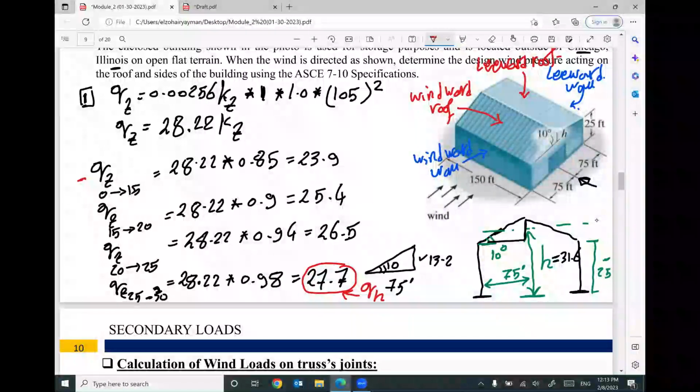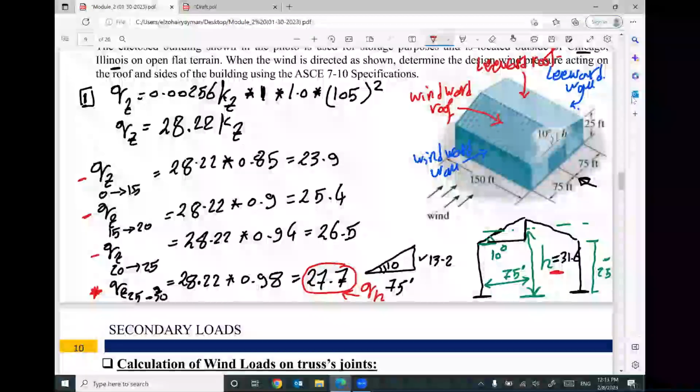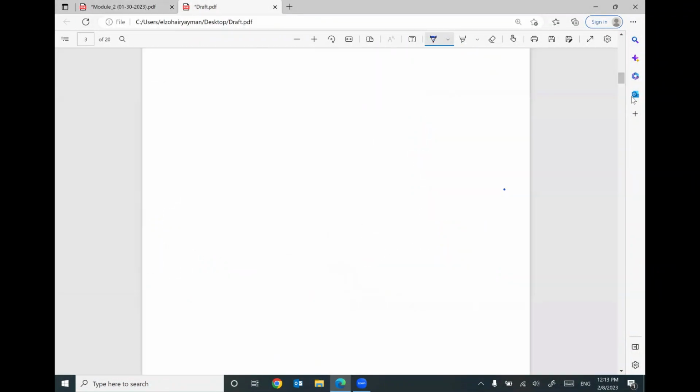So we have different values for Qz. I'm going to use them, but keep in mind the last one, at the elevation very close to your H value, the height of the building. I'm going to call this value also Qh. Do you have any questions so far? If you have any question, just let me know. Okay. Next step, I will start to calculate the wind pressure.